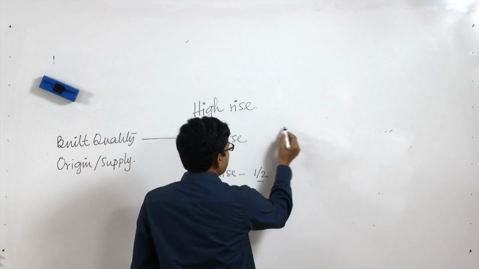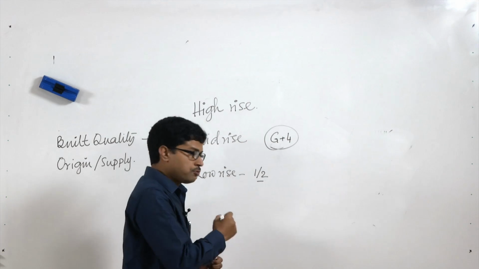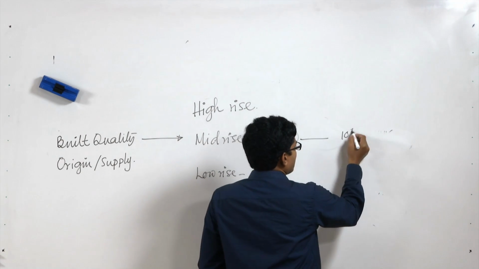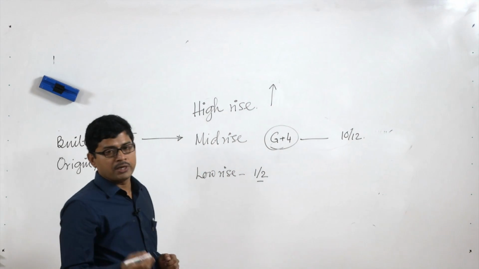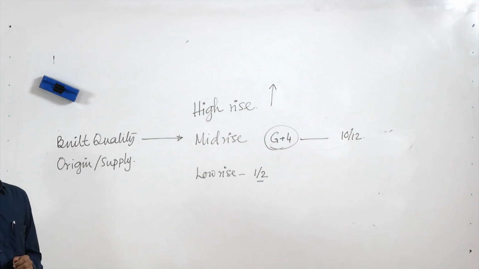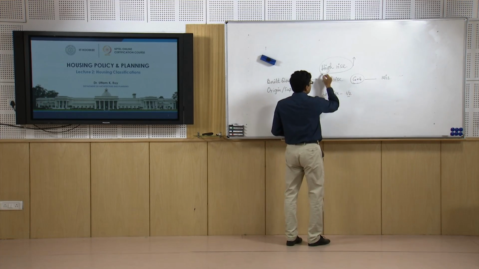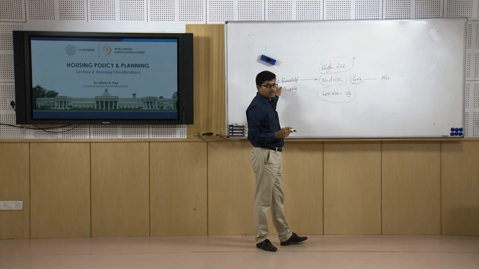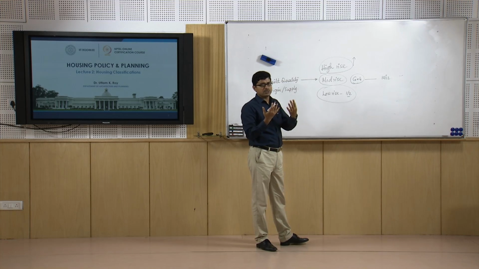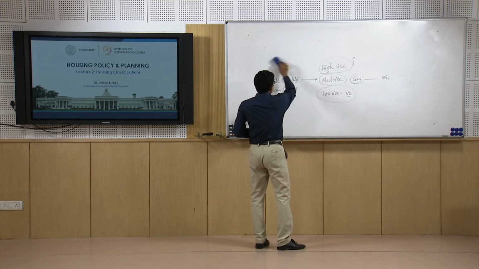On the other hand, mid rise is G plus 4, which is basically walk up apartments up to roughly 10 to 12 storied buildings, and high rise goes even beyond that, and nowadays in the cities we have 30 storied, 40 storied residential buildings. So, each type of typology, high rise, mid rise and low rise, makes a different built quality, built environment in a city, and the image formed out of that becomes a predominant image of the city. So, that is another typology or classification we do.